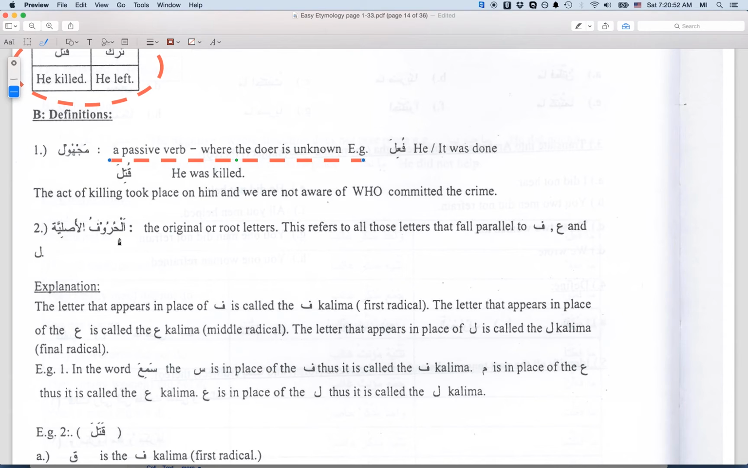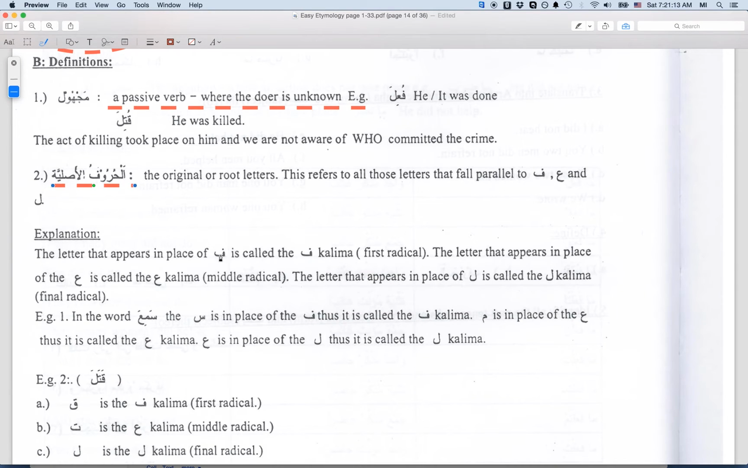Before we used to know on lesson 3 and upward, al-huruf al-asliya, the original or the root letters. This refers to all the letters that fall parallel to fa'ala. So we're going to use the huruf al-asliya to create the majhul verb.